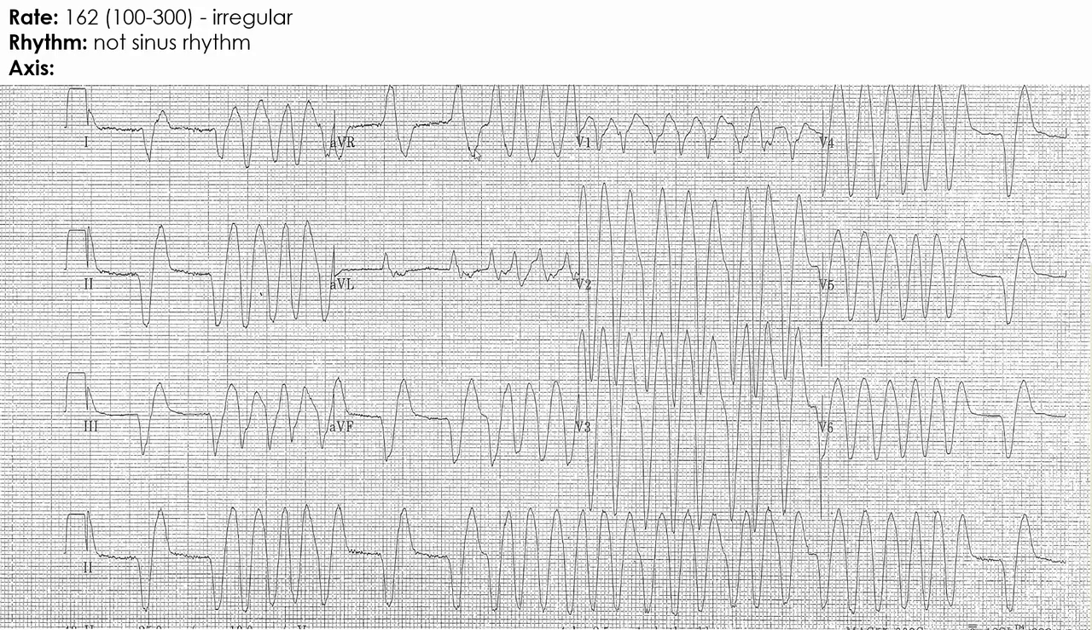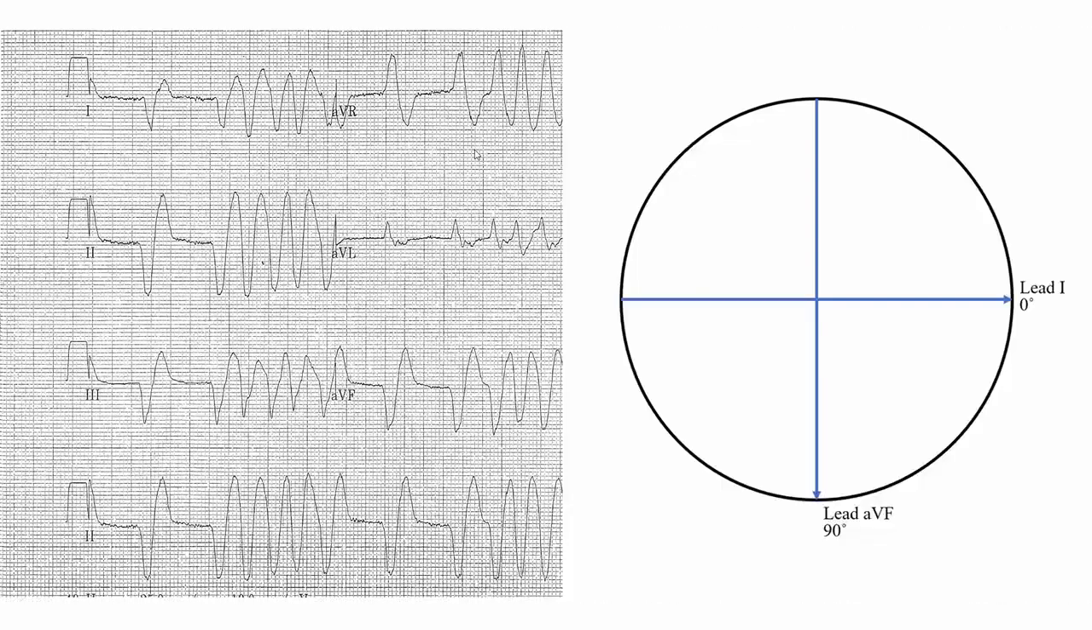Now it's a wide, complex tachycardia, and whenever you see one of these in a patient who's deteriorating, you just have to assume it's ventricular tachycardia. But I will go through the rest of the steps just for formality's sake, and there is some use to these things. So, axis. What's the axis?